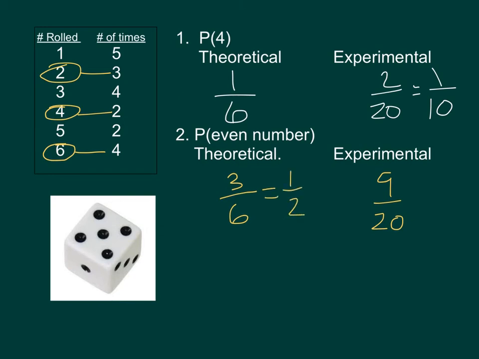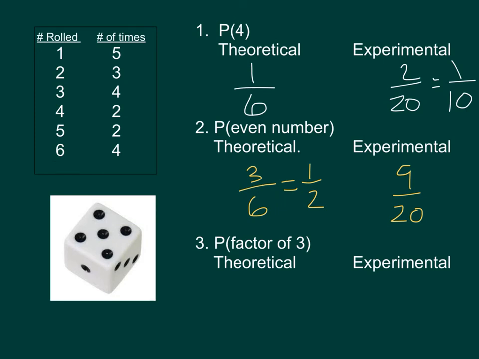Now 9/20ths, as we compare our theoretical to our experimental probability, that's pretty close because 10 is half of 20. So that was really, really close in this particular instance. Not the same, but it was pretty close.